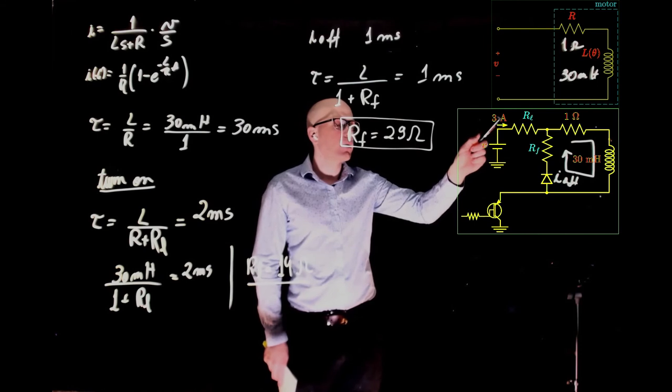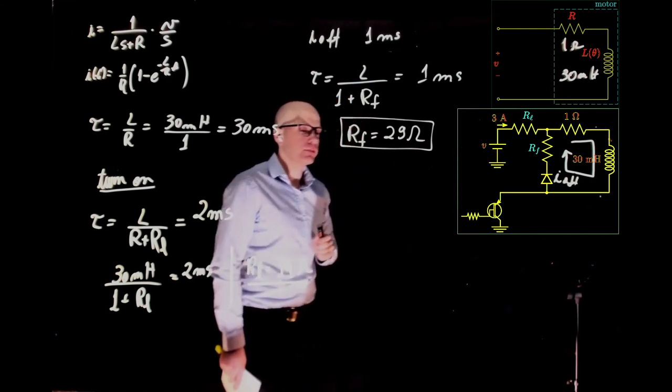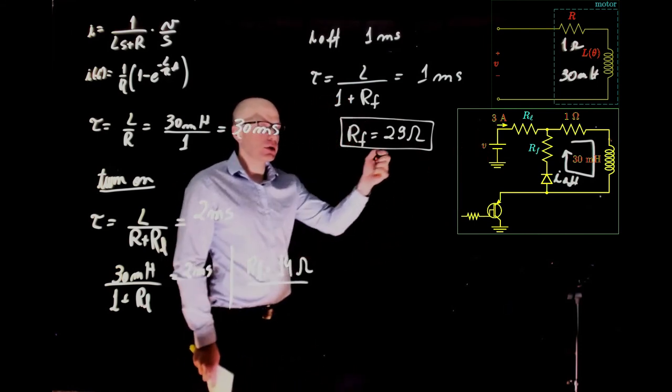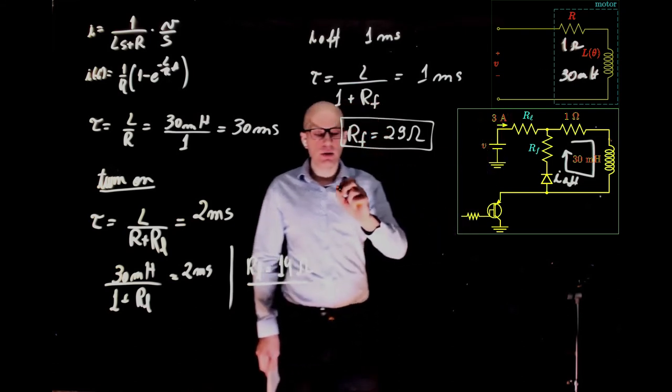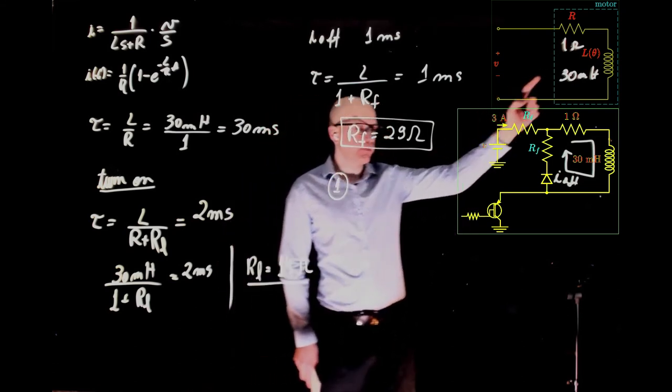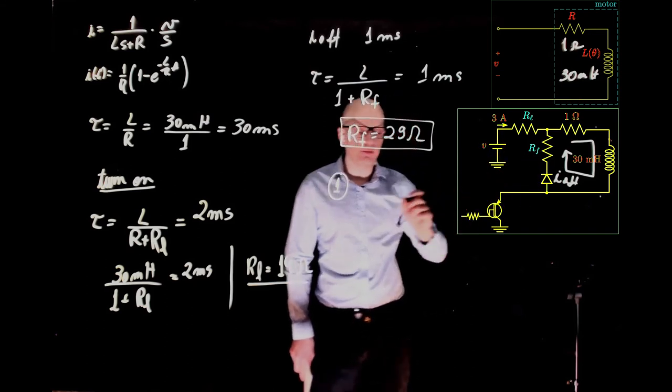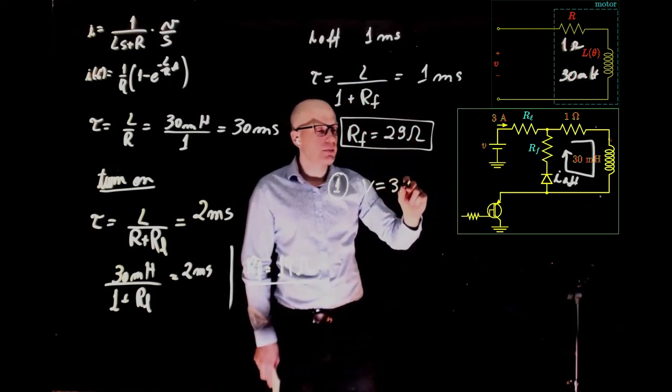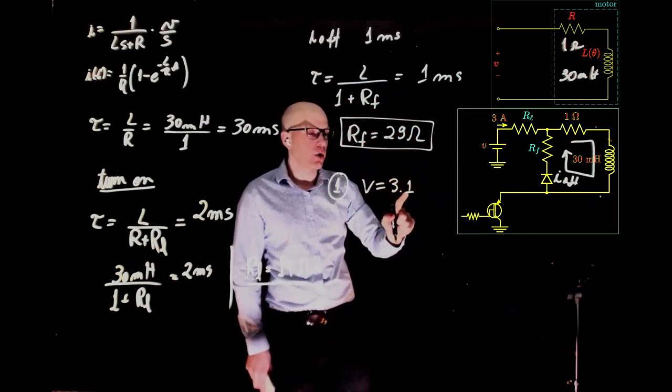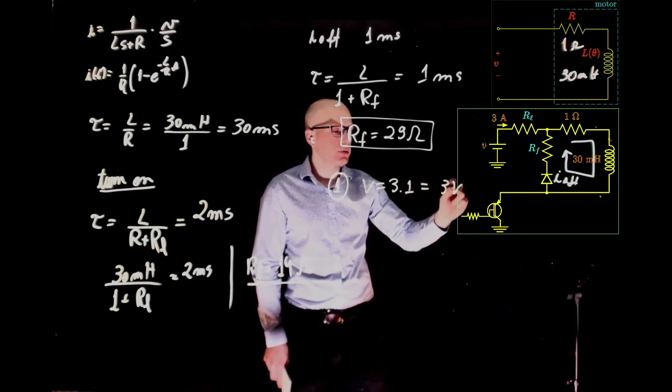Well, let's assume that the nominal current is 3 amps, right? The nominal current is 3 amps. So in case one, without any added resistance, the voltage would be 3 amps times 1 ohm, which is 3 volts.